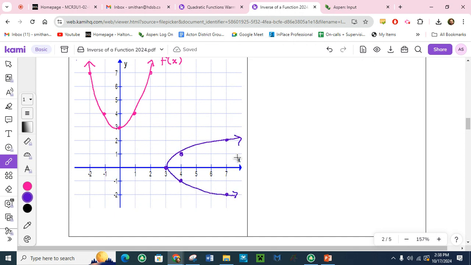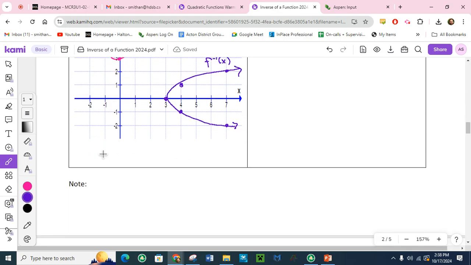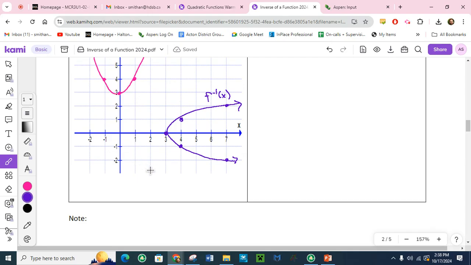Did you guys get something that looks like that? Like a sideways parabola? Isn't that kind of cool? And I'll just label it f inverse of x. All right. I've got actually 2 notes for you guys to add on here. And the first one, let's go way back to the first week of the course. Look at that purple sideways parabola, the inverse of our original function. Is that actually a function? Why not? Fails a vertical line test.